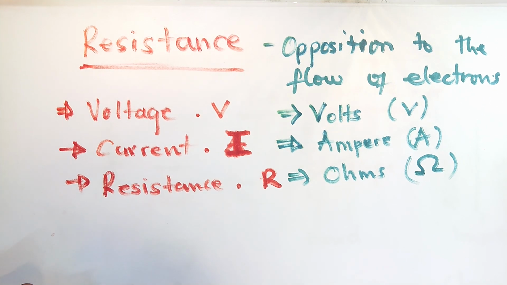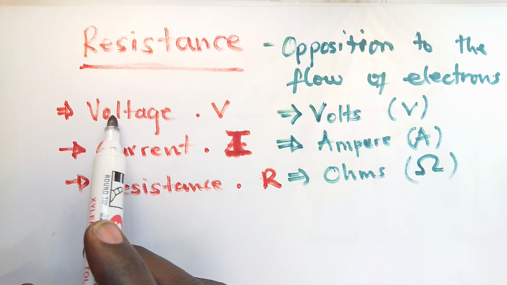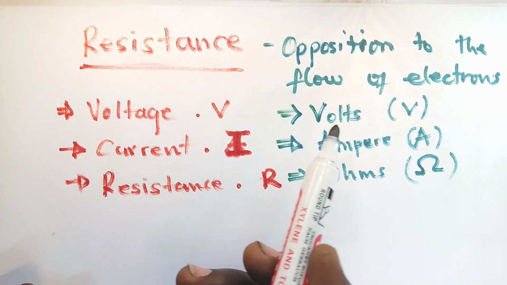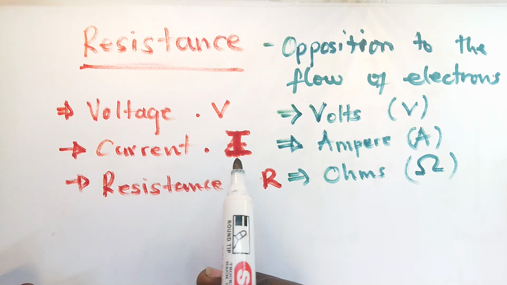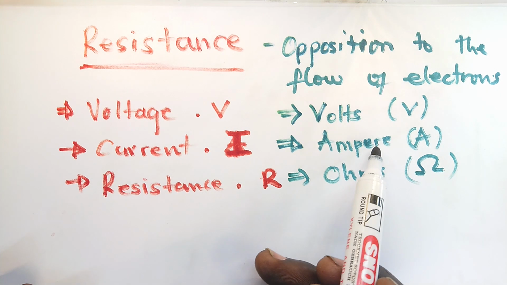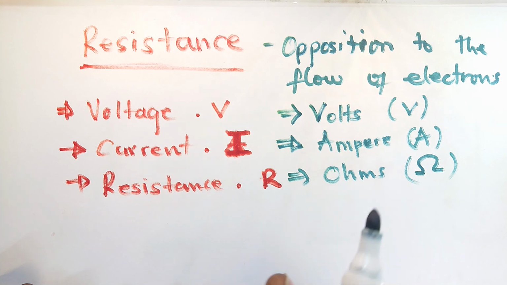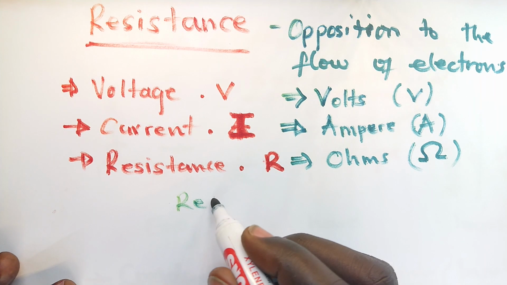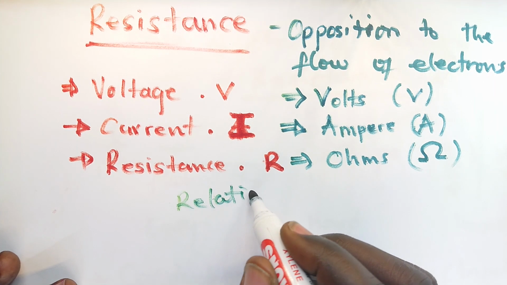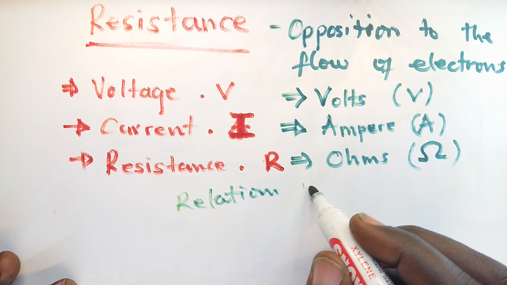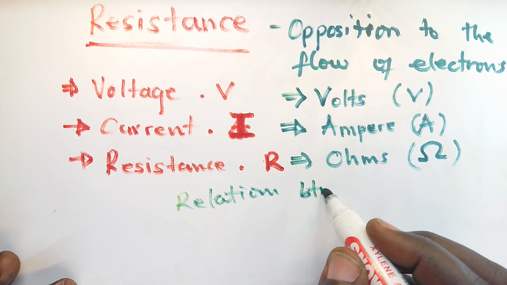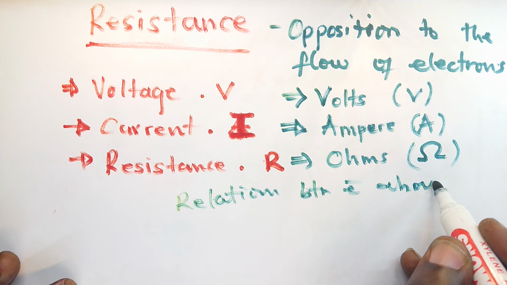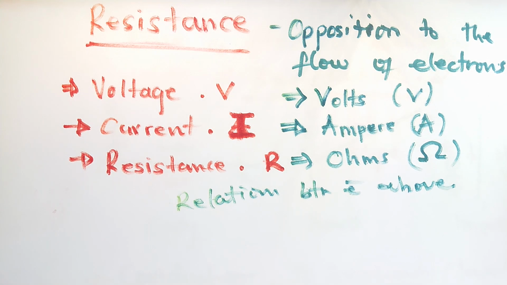Now, having said that, because we are supplying a voltage or a potential difference to provide the energy that will cause current to flow, and this current as it is flowing is being opposed by the resistance, therefore there is a relationship. If you're a mathematician, there's a relationship between the above. So I don't know whether I write for you the entire relationship or I just give you how they relate.